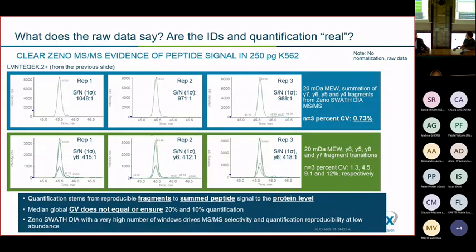And as we sum, we can see that the CVs that are achieved are, in my opinion, really impressive. This is very accurate quantitation at an extreme low level.